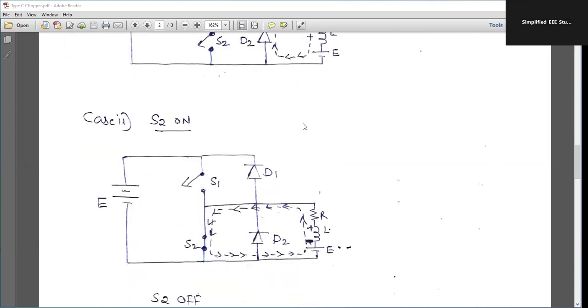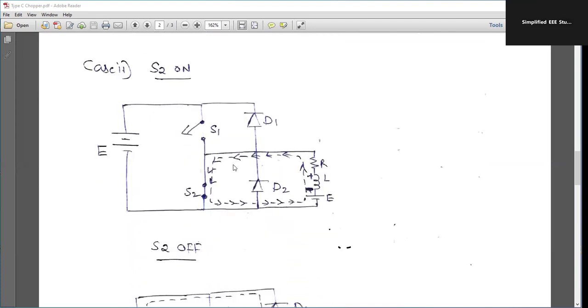Now I am going to discuss the second condition. What is the second condition? In the second condition, S1 will be off only, but S2, I am going to operate S2. Here S2, first condition, S2 is on. Whenever S2 is on, what is going to happen? From the back EMF, the current flow will start, and there is a closed path which is generating over there. The closed path is very clearly mentioned over there.